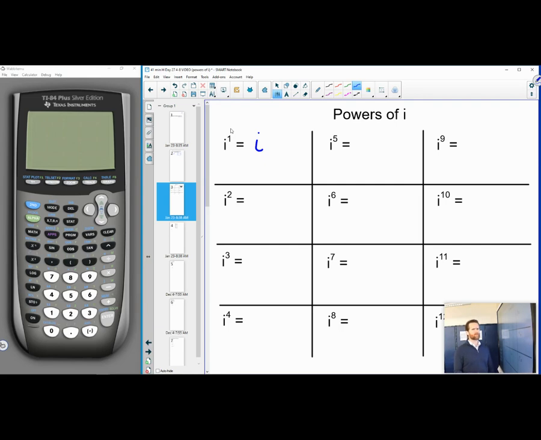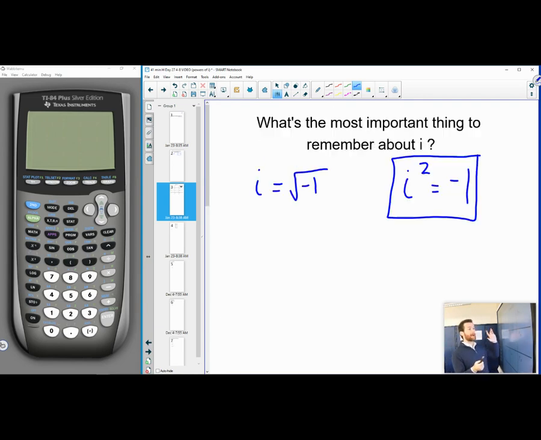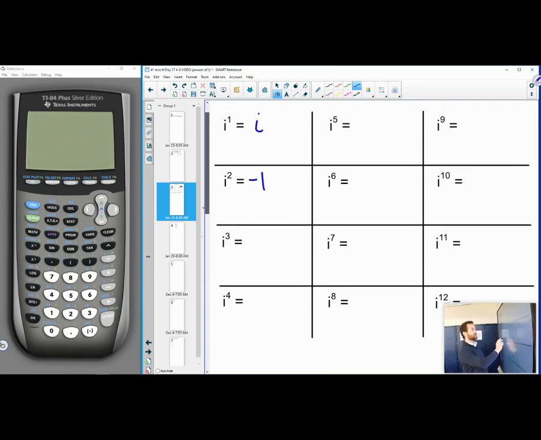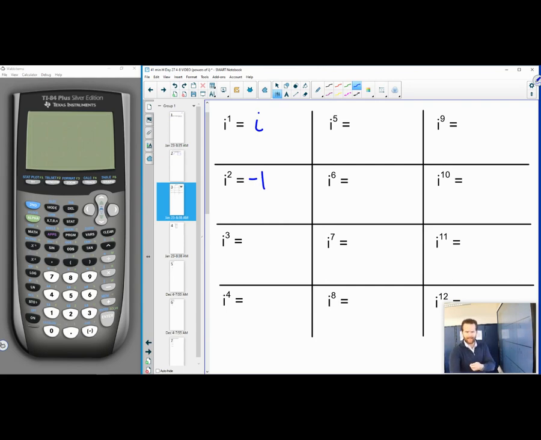So I squared, well, what's I squared equal? That's the most important thing you need to know. Remember, we talked about that back on this slide. I squared equals -1. Got to know it. So we can add that to our table. Then we get to our next power of I, which is I to the third. Again, we're just multiplying in an additional I. We started with I, then I squared, which is I times I. Now I to the third, I times I times I.